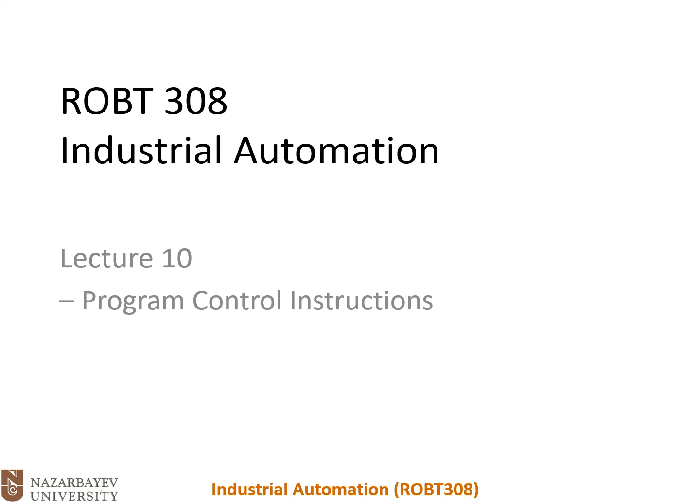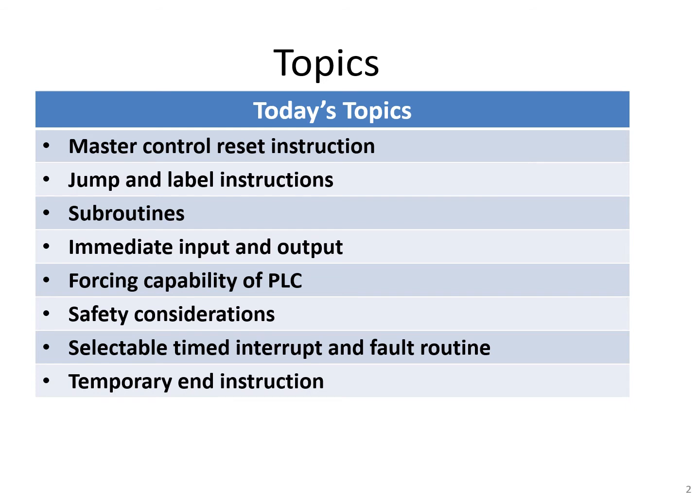Welcome back to ROBT308 Industrial Automation, Lecture 10, Program Control Instructions. Today's topics are as follows: Master Control Reset Instruction, Jump and Label Instruction, Subroutines, Immediate Input and Output, Forcing Capability of PLC, Safety Considerations, Selectable Timed Interrupt, Fault Routine, and Temporary End Instruction.